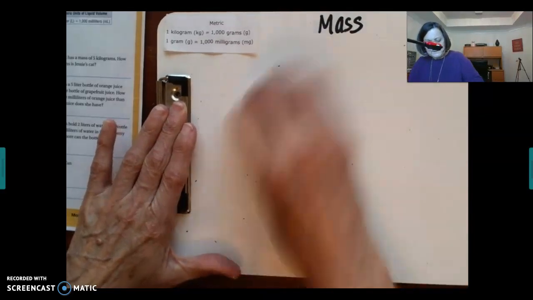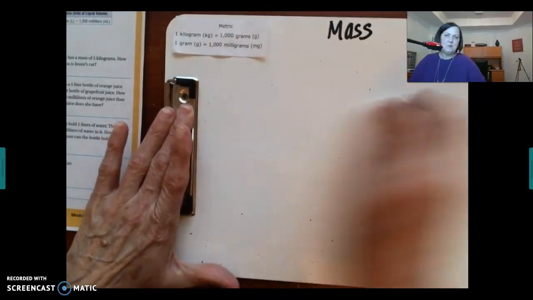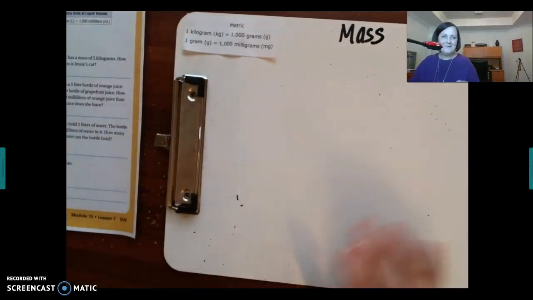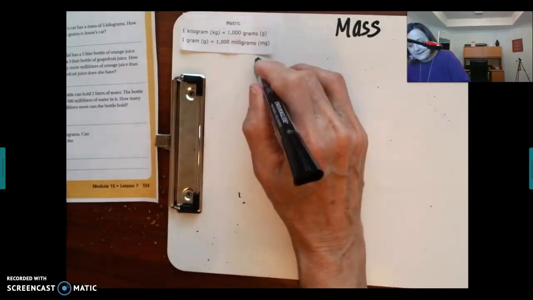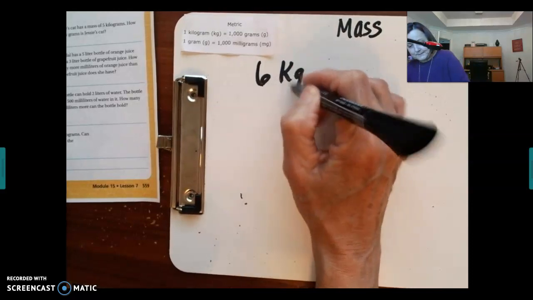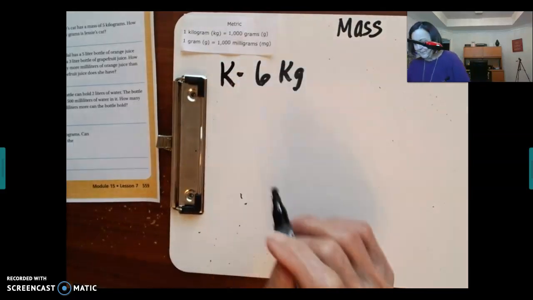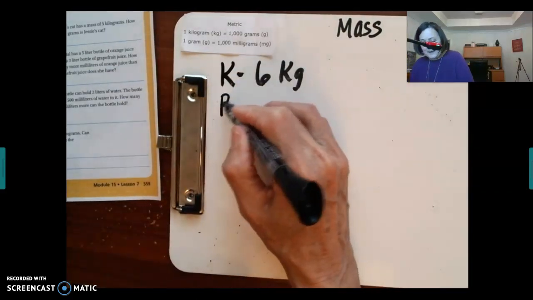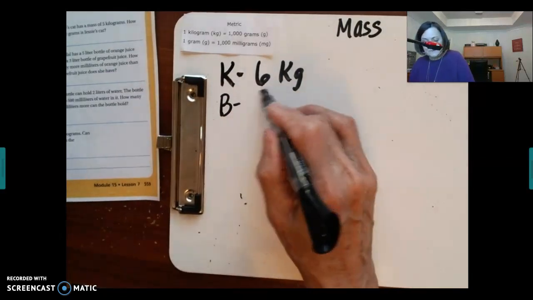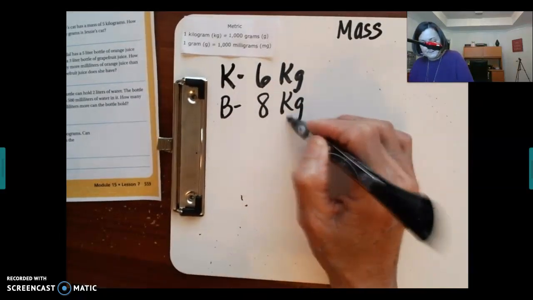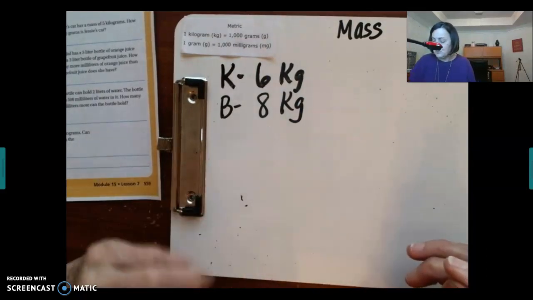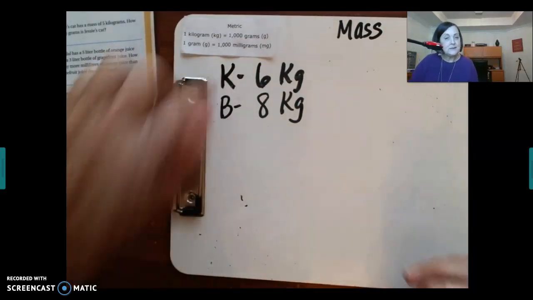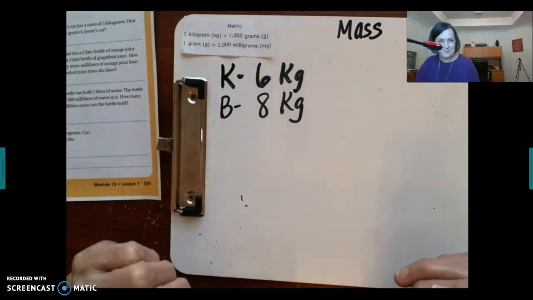Okay, let's erase. Now let's do a multi-step question. Are y'all ready for it? Okay. Kent's backpack has a mass of 6 kilograms. This is Kent's. Brent's backpack has a mass of 8 kilograms. How many grams greater is Brent's backpack than Kent's backpack?